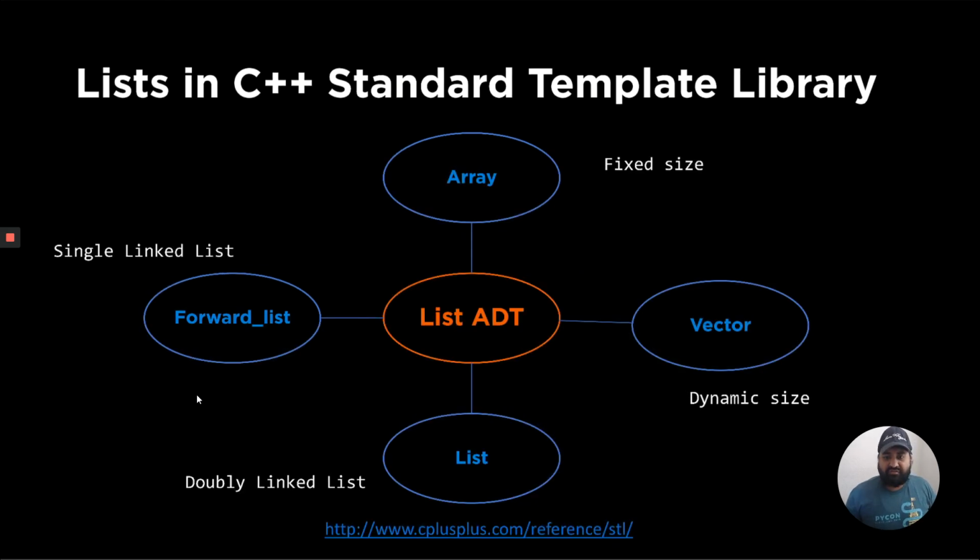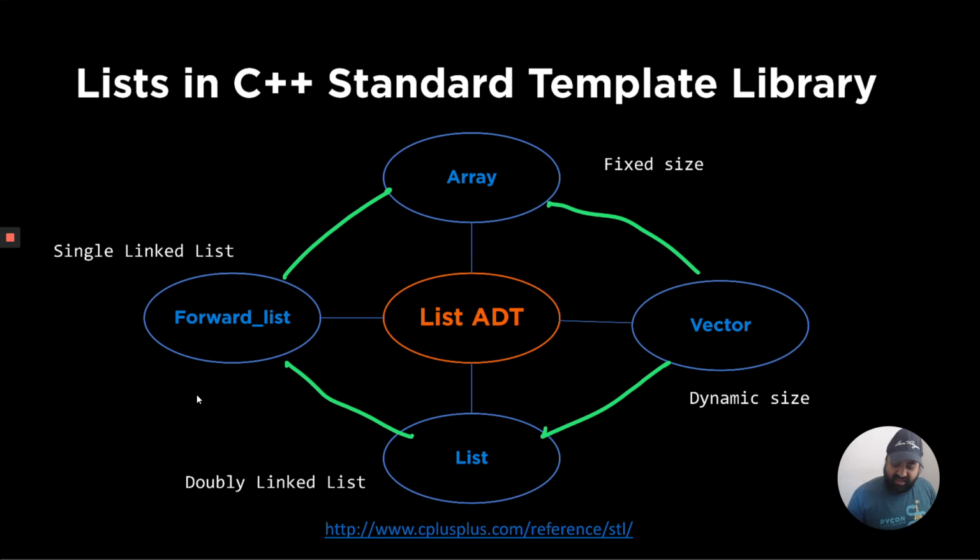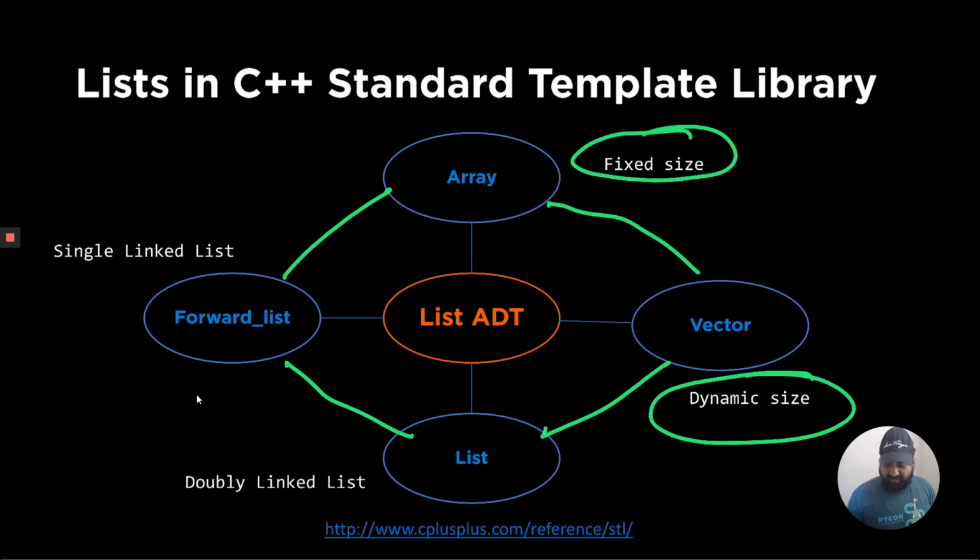So, why does C++ offer all these different ways of implementing the list ADT? There are pluses and minuses of each approach. An array has a fixed size, while a vector is a dynamic array which grows. Let's say you define the vector with no size. It might have a size of 1, or some constant. Whenever you fill the array or vector up to a certain threshold, its size doubles.